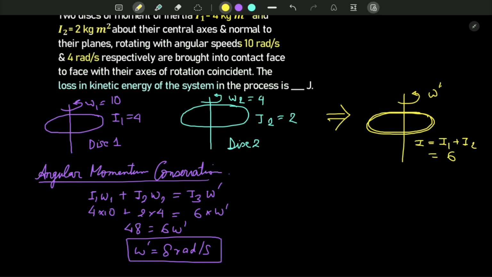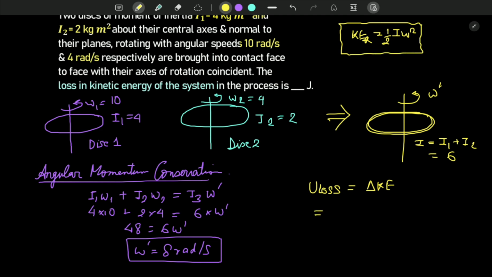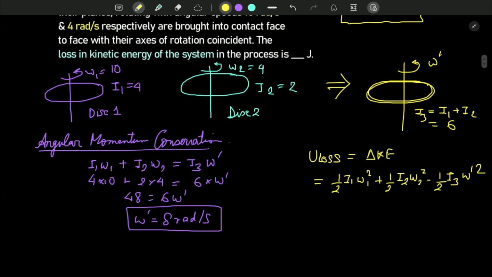Now we need to find what is the energy lost. So U loss equals delta K, the change in kinetic energy. And in this question the entire kinetic energy is rotational kinetic energy, and rotational kinetic energy K_ER equals half I omega square. We know this. So I will use initial kinetic energy, half I1 omega 1 square plus half I2 omega 2 square, minus half I3 omega dash square. This is our final kinetic energy.